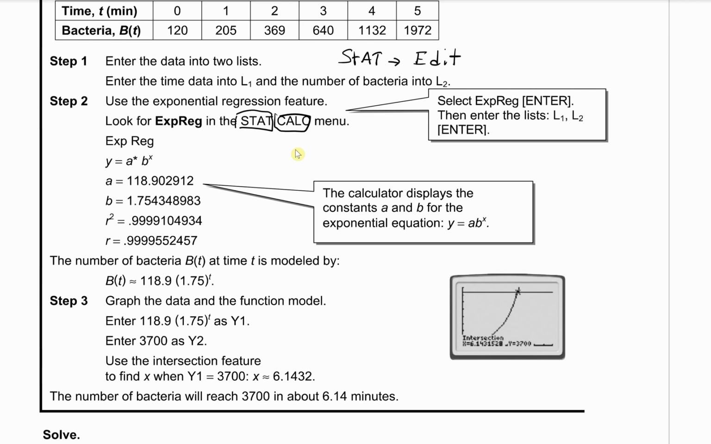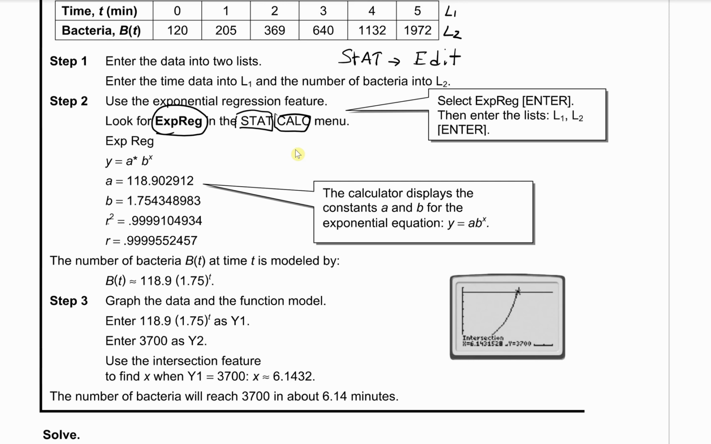And you're going to put everything in the first column or first row is L1. All of these guys are going to be L2. And then you're going to do Stat Calc, and you're going to do this guy here, exponential regression. And if you do that, it will figure out what the best model would be. You'll see y equals a times b to the x. They'll say a is 118 point whatever, b is 1.75 whatever.